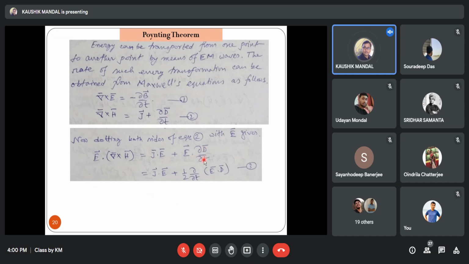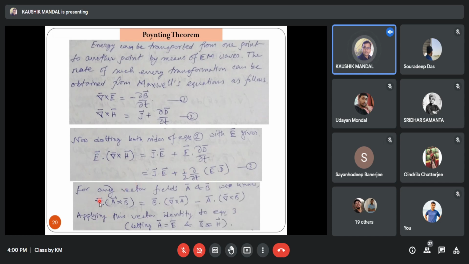Now I think there is no need to prove that E dot del D del t equals half of del del t of E dot D. That is from the vector identity, you can check it. So from equation 2, the last Maxwell equation, having taken the dot on both sides, it becomes E dot curl H equals J dot E plus half of del del t of E dot D.